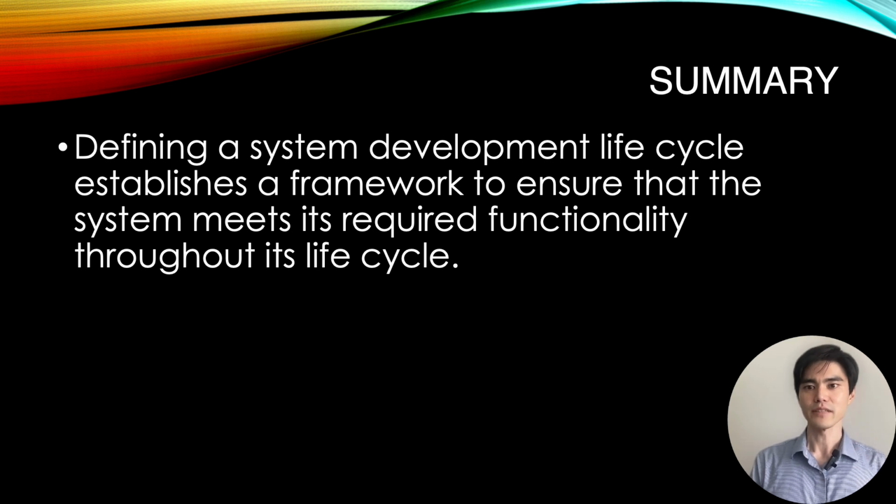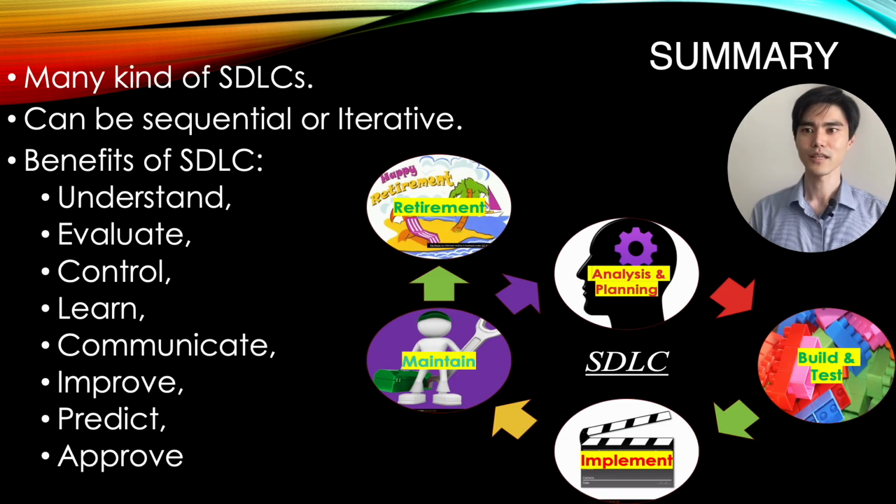So in summary, defining a system development lifecycle establishes a framework to ensure that the system meets its required functionality throughout its lifecycle. And again, there are many kinds of SDLCs, but this is the main big framework, these four big components and retirement. And it can be sequential, as in one way, or iterative. And I think in most big projects, it's iterative, as in these arrows could be bidirectional, although there is a general flow of one way.